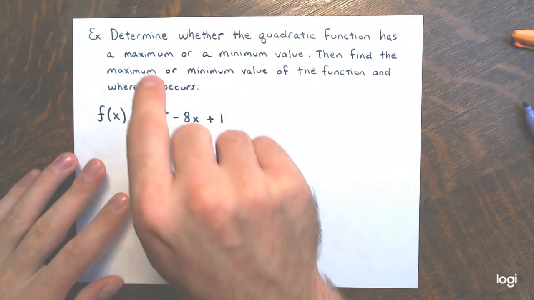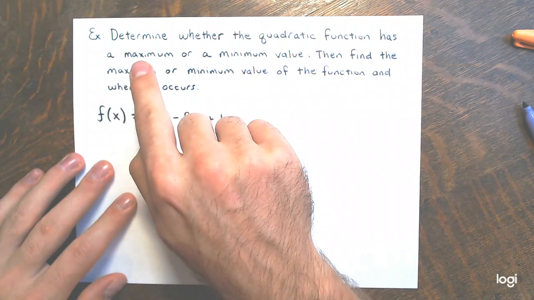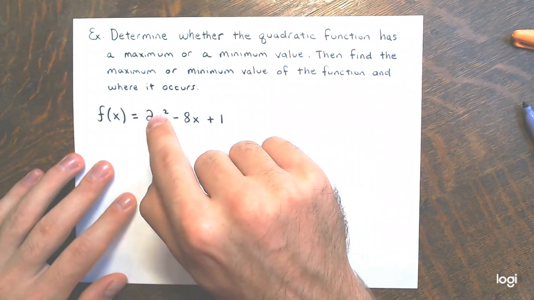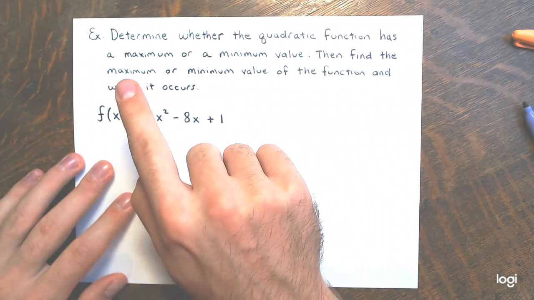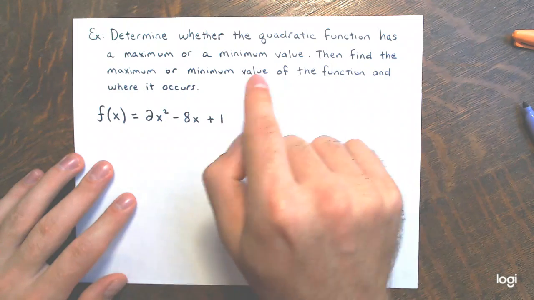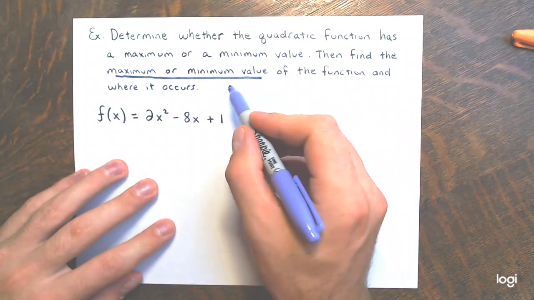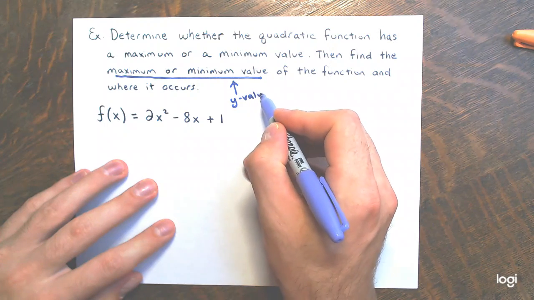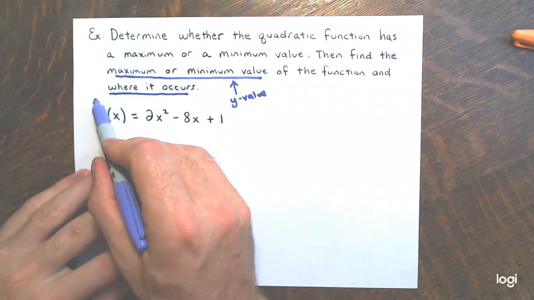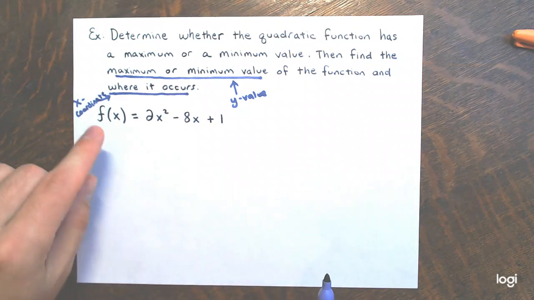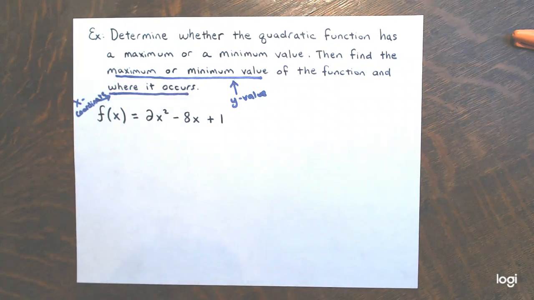So my first example, and my first couple examples, had the same instructions. In this first one, I'm asked to determine whether the quadratic function has a maximum or a minimum value. And that's real simple if it's in the form ax squared plus bx plus c, which this one is. Then find that maximum or minimum value of the function and where it occurs. As mentioned, this maximum or minimum value of the function is a y value, a y coordinate, and where it occurs is the x coordinate, the x value. That's the input where that maximum or minimum y value happens.